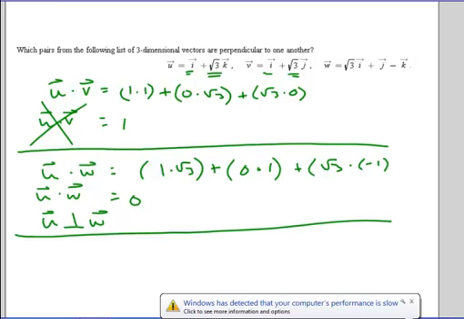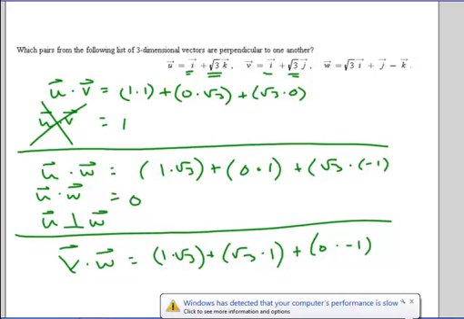And the last case, v dot w. V dot w equals, looking at their components, 1 times root 3 plus root 3 times 1 plus 0 times negative 1, and this does not equal 0, so therefore they are not perpendicular. So the dot product presents us with a wonderful opportunity of testing for whether or not vectors are perpendicular or orthogonal.